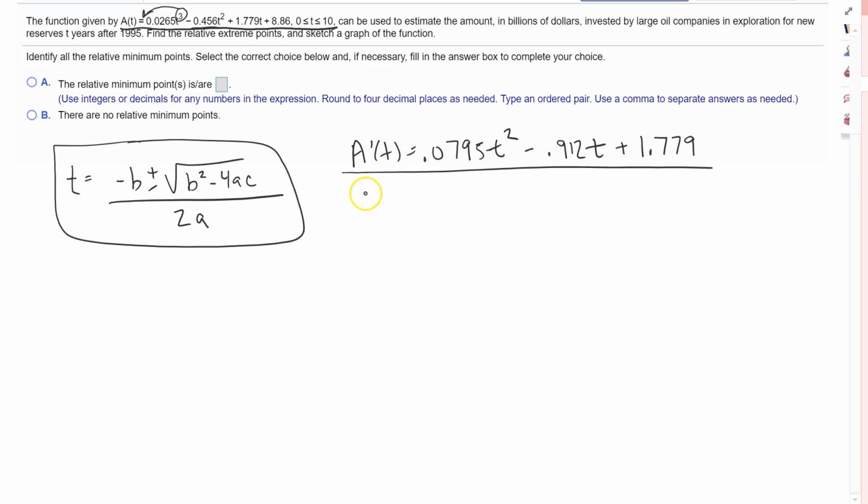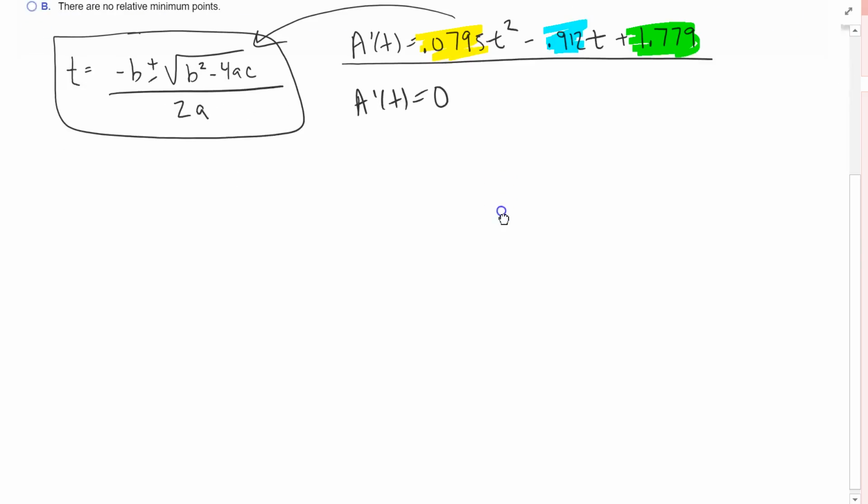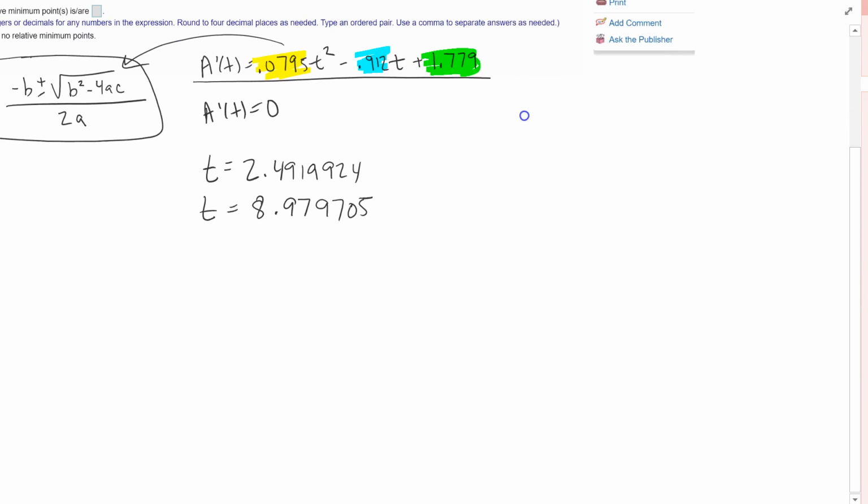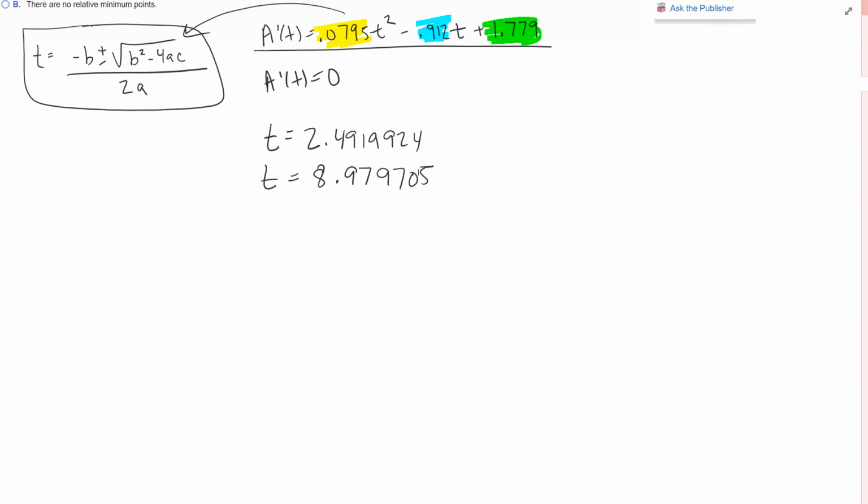I can find critical points by taking the quadratic, setting it equal to 0, and solving. So plugging in the quadratic formula, this would be my a term, this would be my b term, and this would be my c term. Using my calculator, I can just plug that in, and I end up with t equaling 2.491924 and t equaling 8.8780705. This is a little annoying because these numbers are just annoying to deal with, but we still utilize them the same way.